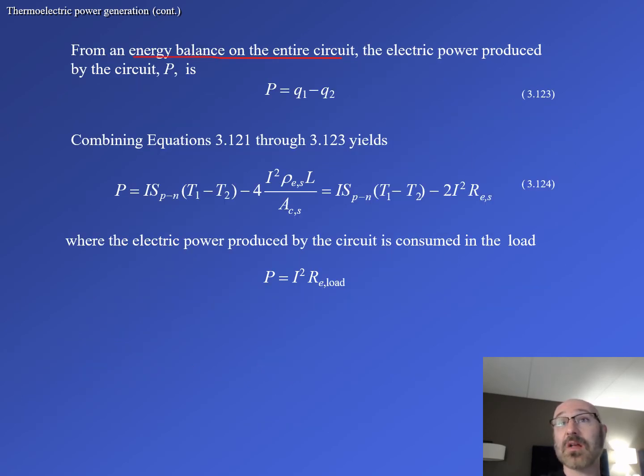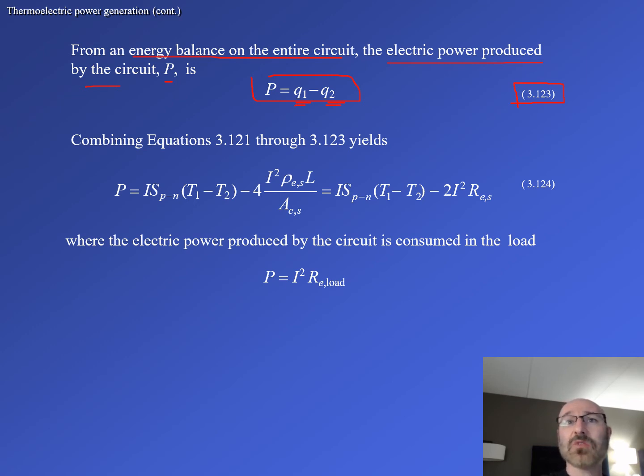From that energy balance, we can get the electric power produced in the circuit, or P, by the following expression, where P is equal to Q1 minus Q2, which relates to equation 3.123 in our textbook. And we just saw on the previous slide that we had relationships for Q1 and Q2 that we can reference as well.